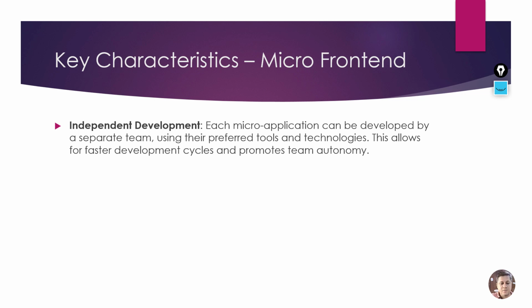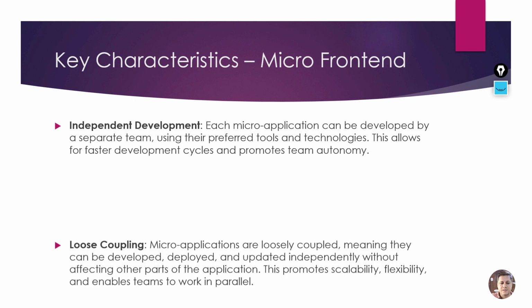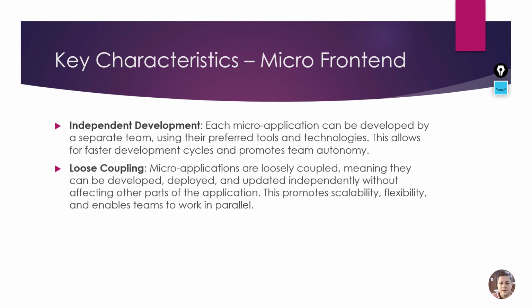So, key characteristics of a micro front-end: it allows independent development. Every person can write separate code in their own repo. They are loosely coupled, not very tightly coupled with each other. That's why they promote scalability. That means if a particular UI repo is going to be used a lot of times, or it is very important, you can make it more scalable, and flexible also, right?